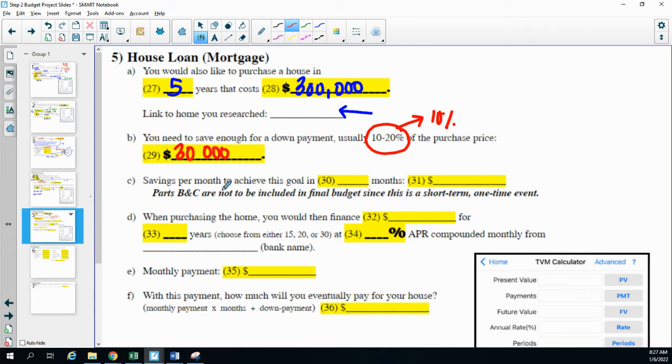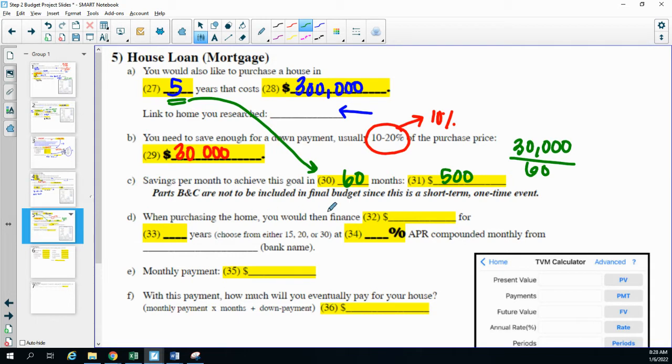And then your savings per month to achieve this goal. Remember that I decided I want to buy a house in 5 years. So how many months is that? Do 5, whatever you put here, times 12. So in my case, 60 months. So you're just going to take your down payment divided by the number of months that you would like to be saving for. In this example, 30,000 divided by 60. So I'm looking to save $500 a month to meet that goal.